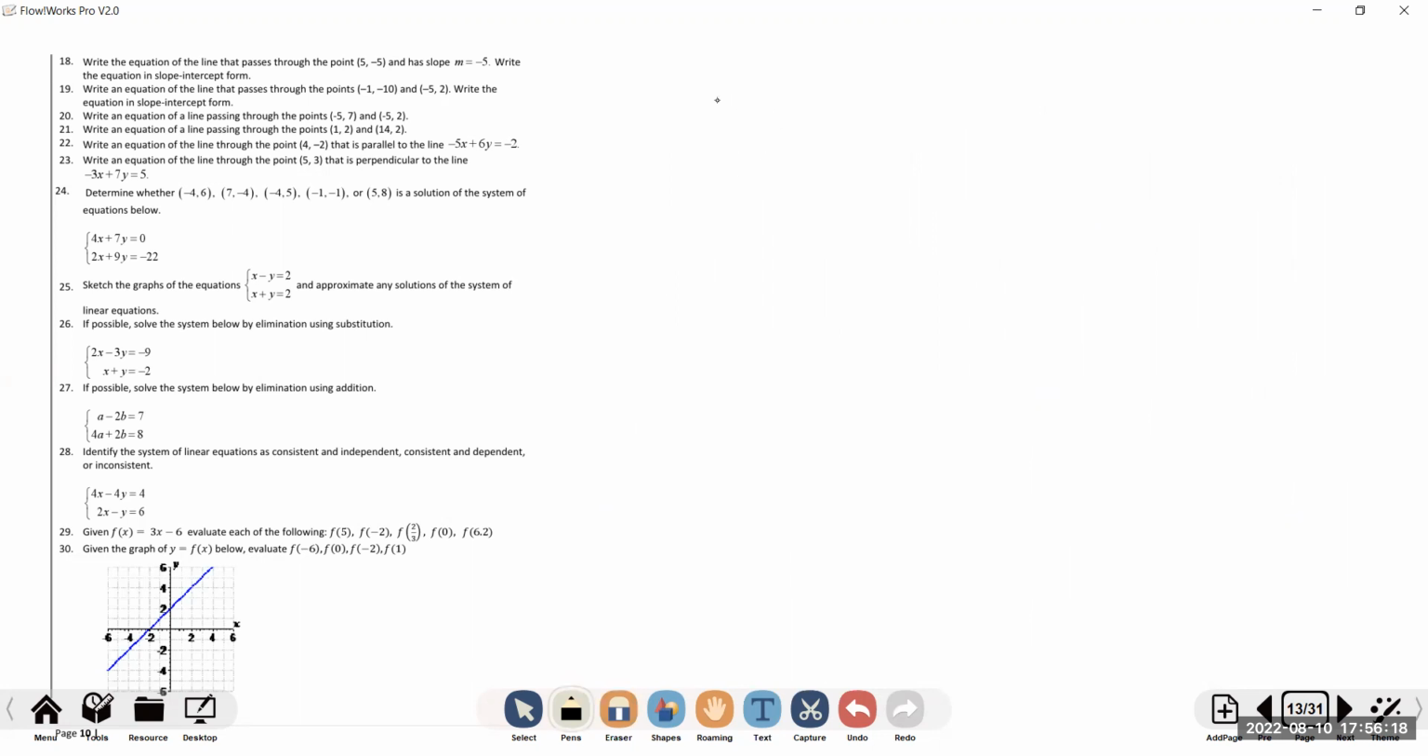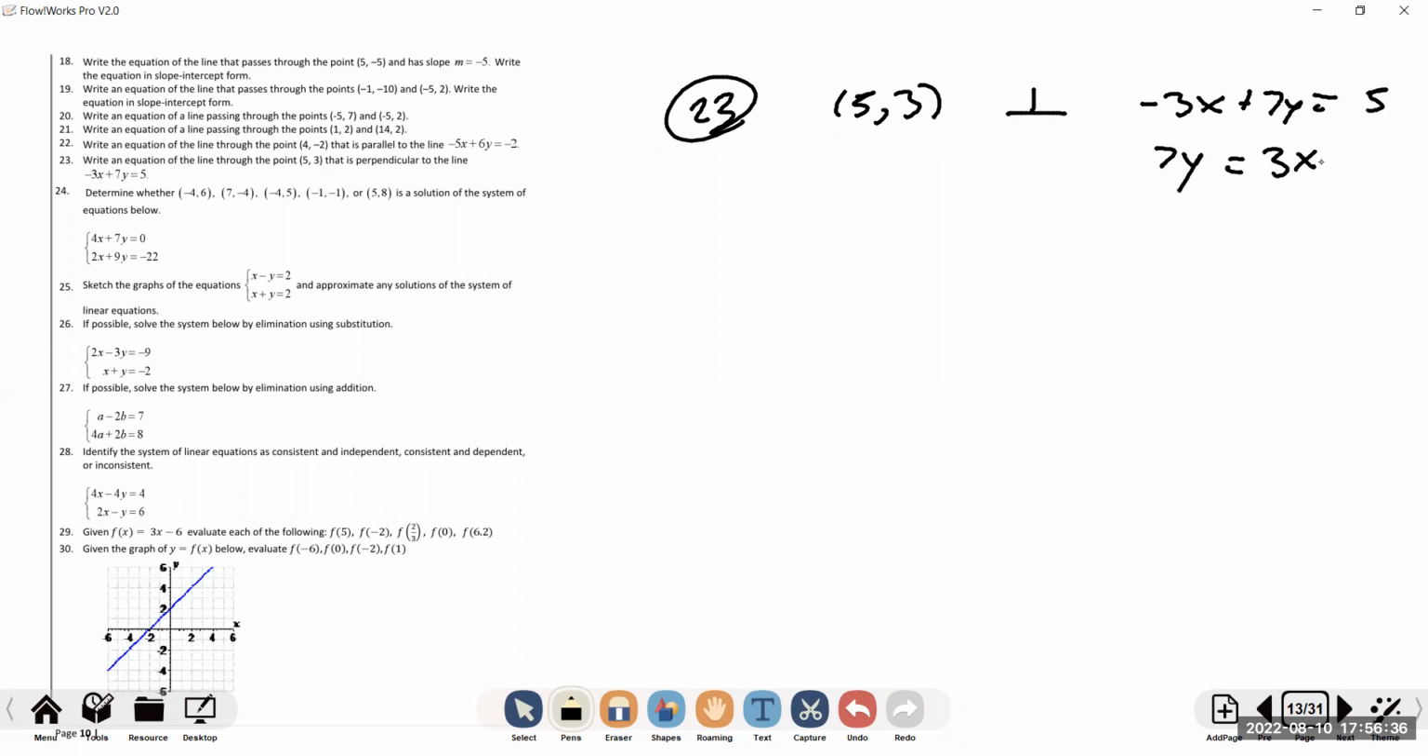Number 23 asks us to write the equation of the line that passes through the point (5, 3) and is perpendicular to negative 3x plus 7y is equal to 5. So the slope of this line is going to be 3/7. We need to find the slope that's perpendicular to this line. It's going to be the negative reciprocal. So my slope that I want is going to be negative 7/3.